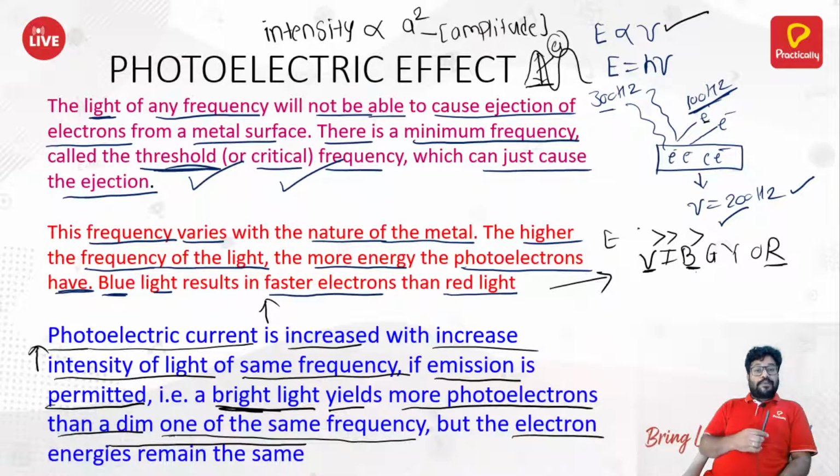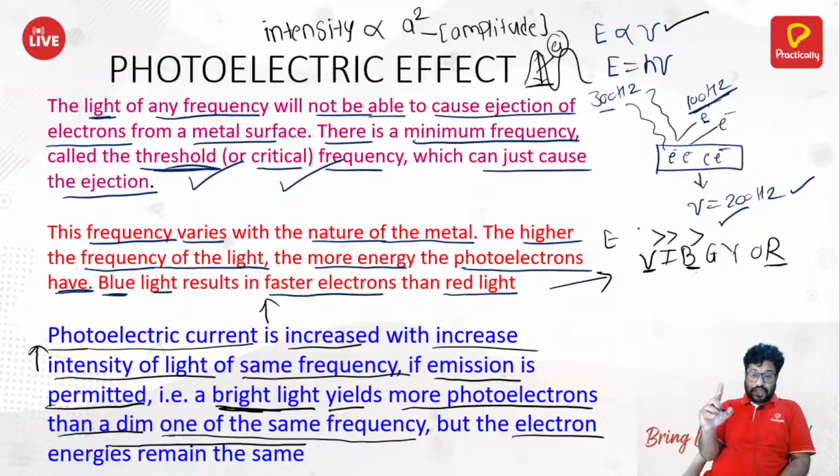More electrons are getting ejected now. Why? Because you are irradiating your metal with a bright light. So when you are irradiating your metal with a bright light, intensity is obviously increased. With the intensity, the number of electrons getting ejected also increases. When the number of electrons increases, the photoelectric current also increases. Getting my point? But the energy with which those electrons are moving is constant.